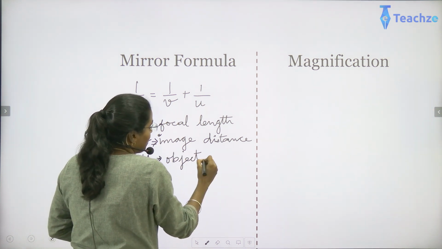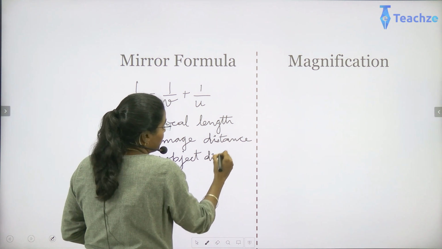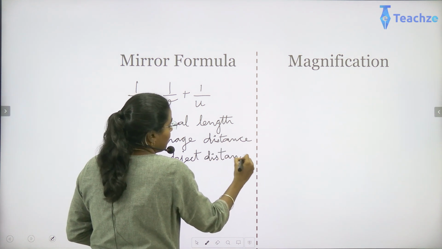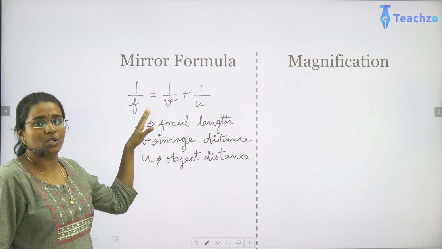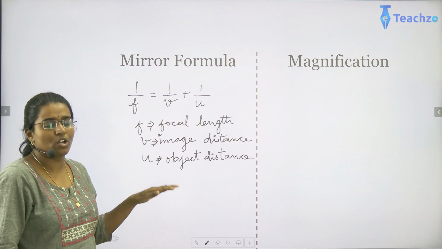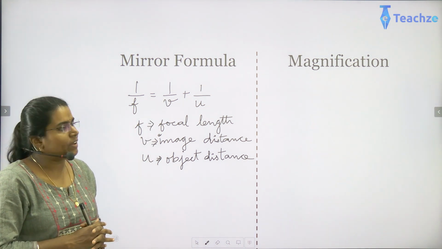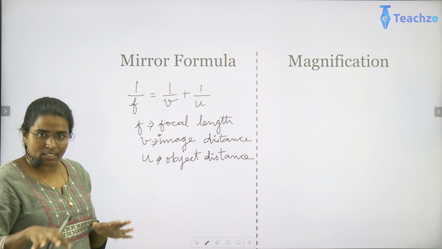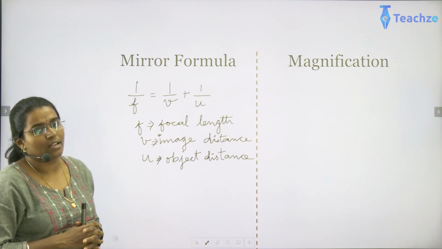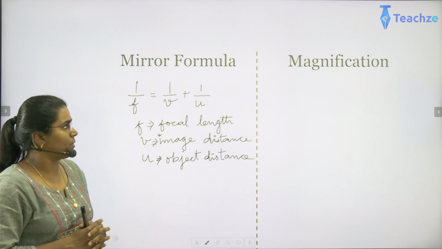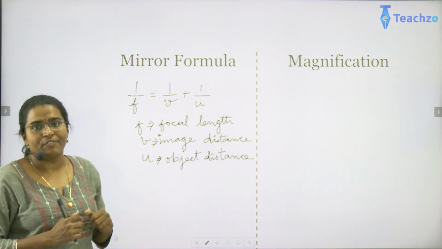It is 1 by f is equal to 1 by v plus 1 by u. That will be your mirror formula. You don't have any derivation for this in this class, but in the higher classes you will have to derive this formula. Now we will move on to magnification.